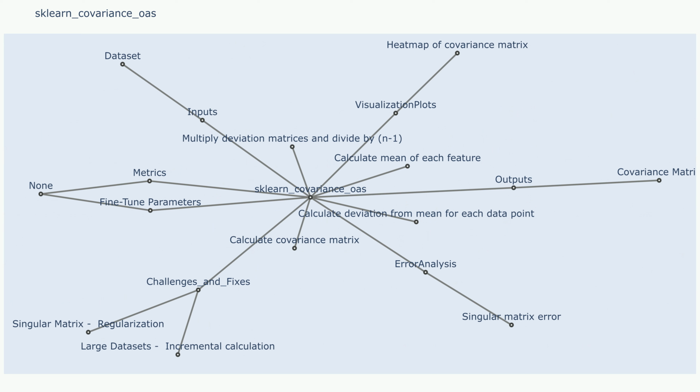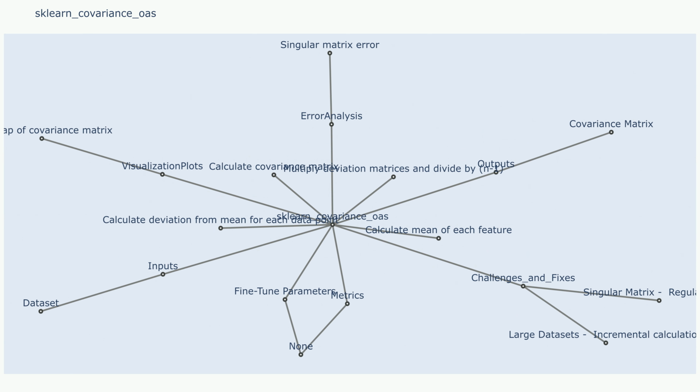Parameter 2. Explain in detail. The graphical lasso method has parameters like alpha and tol that control the regularization strength and convergence tolerance, respectively.